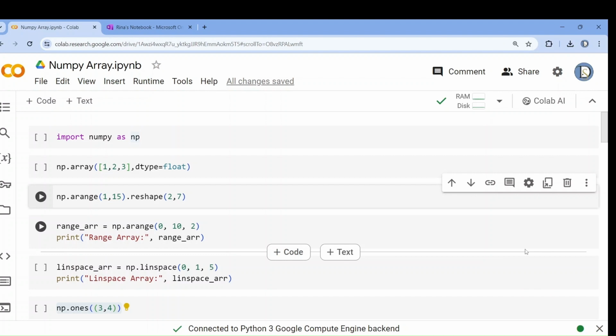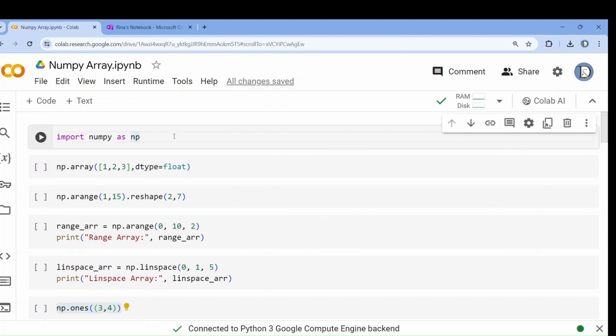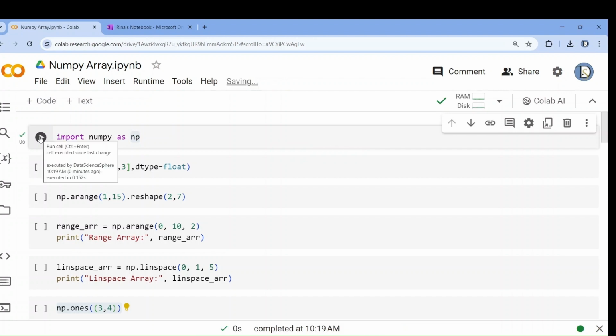Okay, now let's understand what things we can do using NumPy array. First, to use the array, you have to import the package. So I have import numpy as np, which means np is just a nickname. You can give anything, but it's conventional that we give np. Now I have to run this one. Then the numpy package is imported.